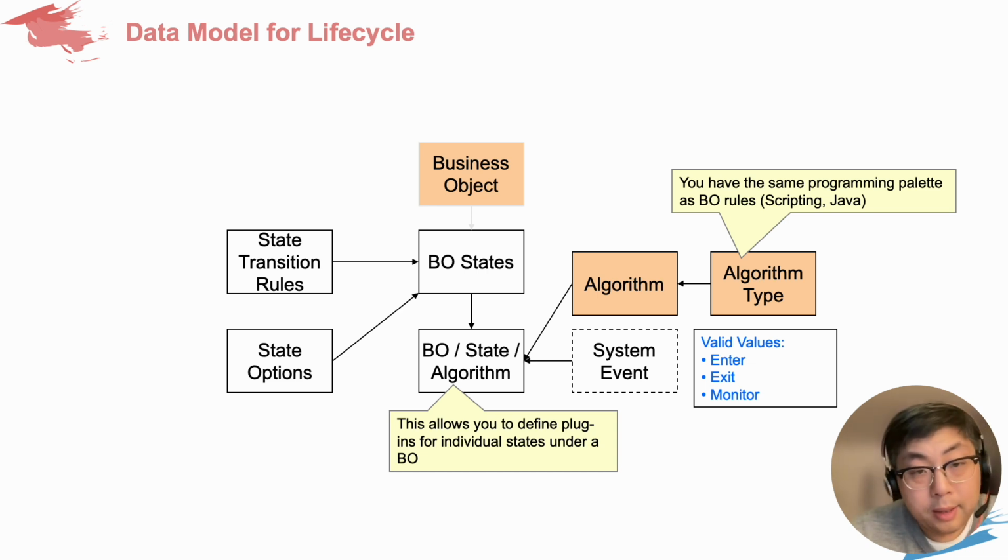Again, we look at this similar concept on the algorithm type, and potentially using a plugin script. During the last session, when we looked at the business object rules, that part of the concept is the same. It would just be an algorithm plugged into the state rather than the BO itself.